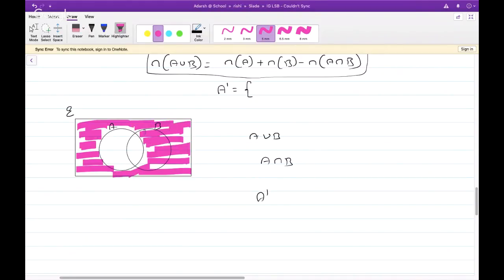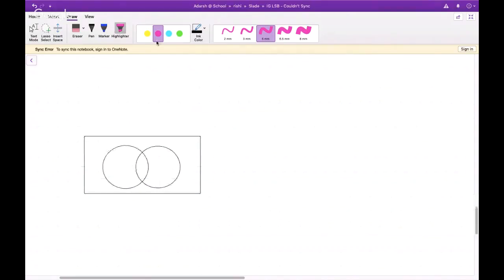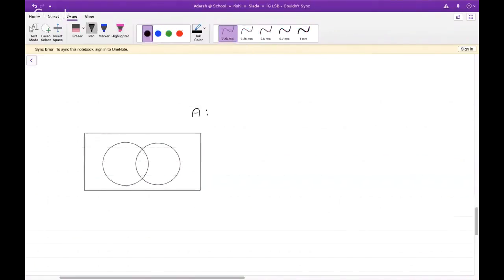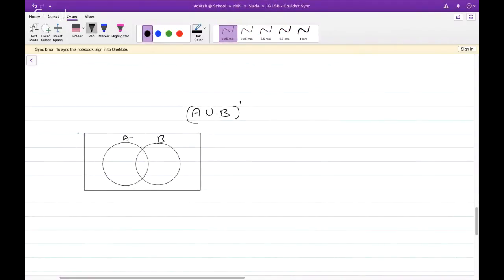Okay. Then if the question is A union B complement. So A is this, B is this. A union B is all of them. So complement is everything outside A and B. So you will shade only the outside region. So this part.